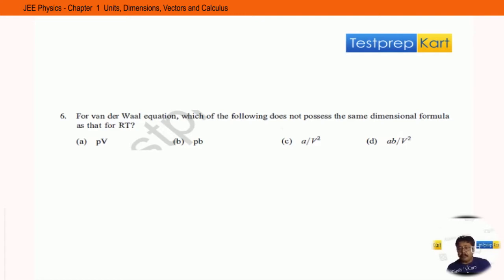It is a very, very important question that I would like to tell you. But we are doing questions at this level and suddenly it jumps to a very high level. For the Van der Waals equation, you will learn it in the gaseous state of matter, and it is basically in chemistry. So which of the following does not possess the same dimensional formula as that of RT? Let me check once.